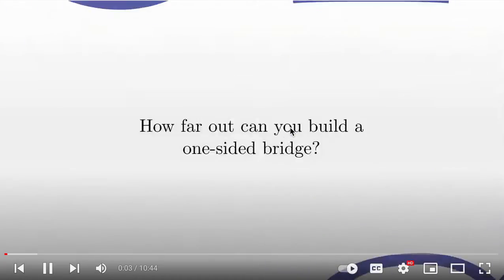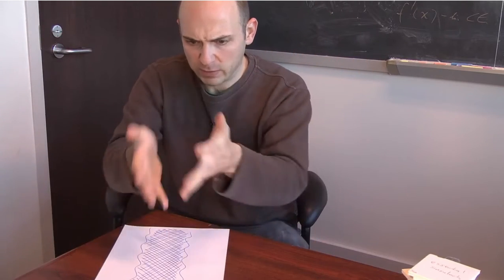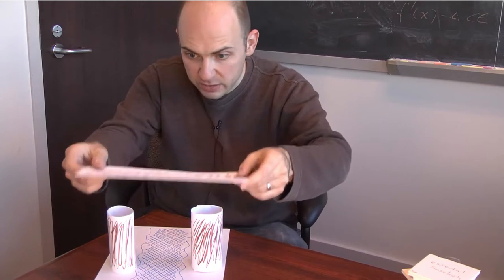Bridges. Normally, I build a bridge, say, across a river. So let's suppose that this blue area here is a river. And what would it mean to build a bridge across this river? Well, I'd probably put a pylon on either side, on either of the two banks, and then I'd build the bridge across those two pylons.